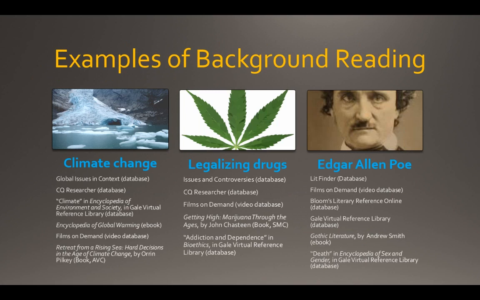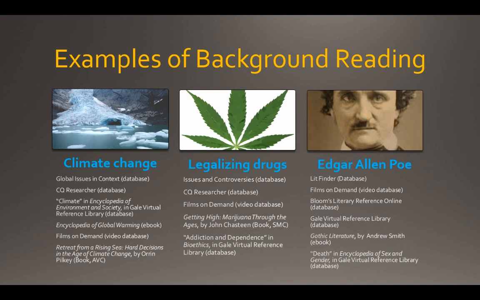Here's some examples of the kind of background readings for each of my predefined topics. For climate change, you can look at something like an ebook, Encyclopedia of Global Warming. You can find ebooks in one of the library ebook databases or through the library online catalog. You can also look at the article on climate in the Encyclopedia of Environment and Society, which is found in the database Gale Virtual Reference Library, or you can use print books. Or we also have Films on Demand, which are videos.